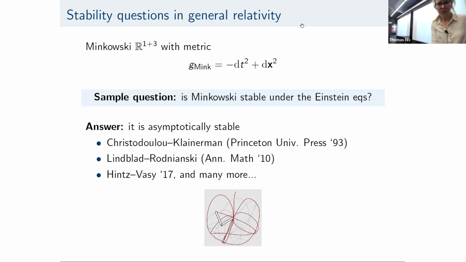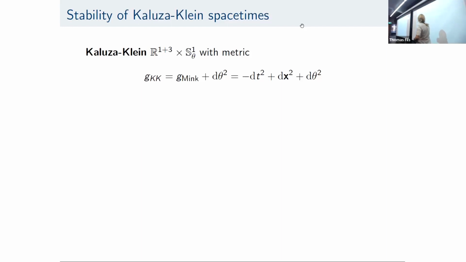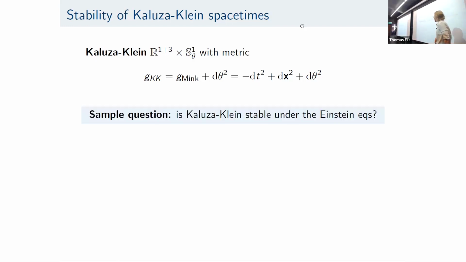All right, so this is Minkowski. What am I interested in? I'm interested in Kaluza-Klein. Kaluza-Klein is built out of Minkowski. So I take Minkowski, 1+3 dimensions, and I add to it an extra dimension, which is a compact circle S^1 with a flat metric dθ². So this is my metric. And again, we can ask the same question: is Kaluza-Klein a stable solution under the vacuum Einstein equations?